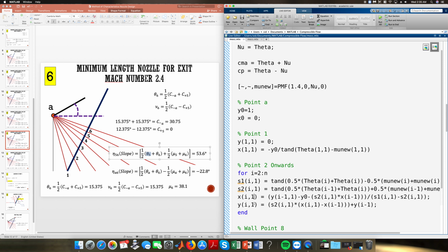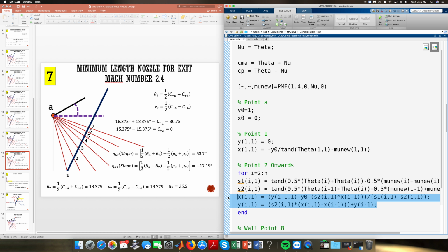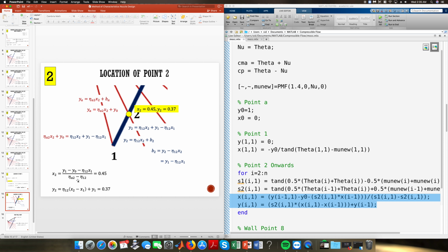Next, once you find the slopes, you need to find the x and y locations of these points right here. I mean, you can do this individually and calculate what the x and y locations are, but you can just simply put this in the for loop, right? Again, no magic here. All I did was code this equation that you see right here.